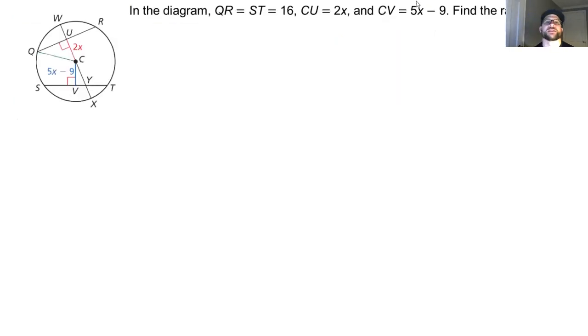Moving on, so in this diagram, QR is equal to ST, which is also going to be given as 16 units. We have CU is equal to 2x, and CV is equal to 5x minus 9. We're going to need to find the radius of circle C. So any of the radius could be from CW or CX. Remember, it's from any point from the center all the way to the edge of the circle.